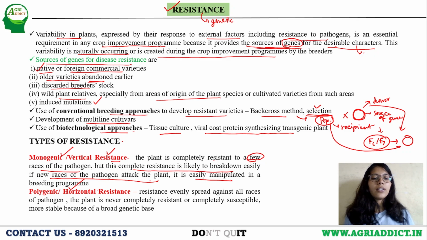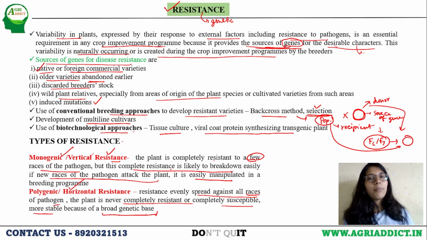And horizontal resistance is the resistance evenly spread against all the races of the pathogen. The plant is never completely resistant or completely susceptible. This type of resistance is more stable than the vertical resistance because it has a broader genetic base. Broader genetic base, why? Because it has all the resistant genes for all the races of the particular pathogen.